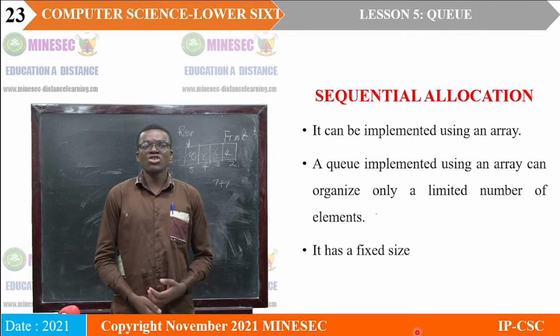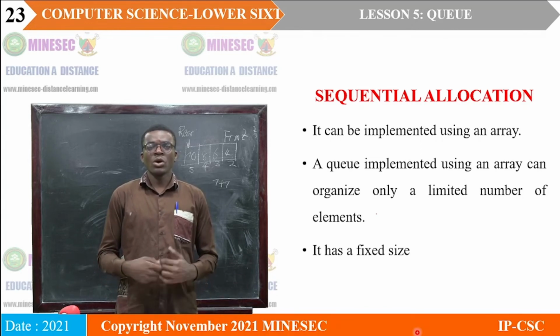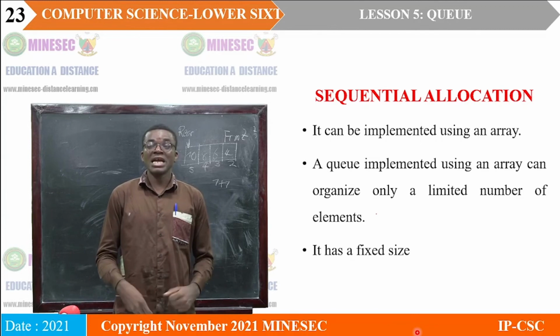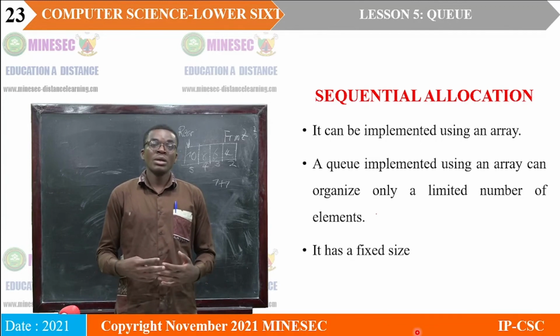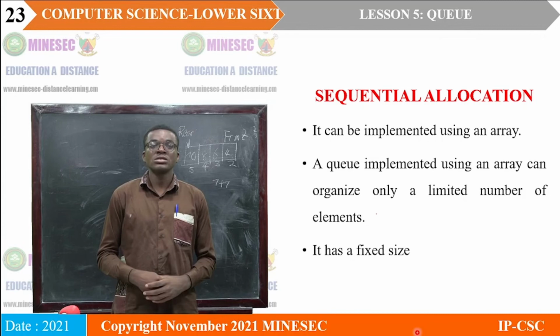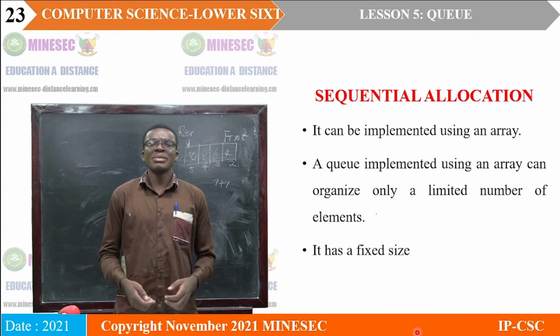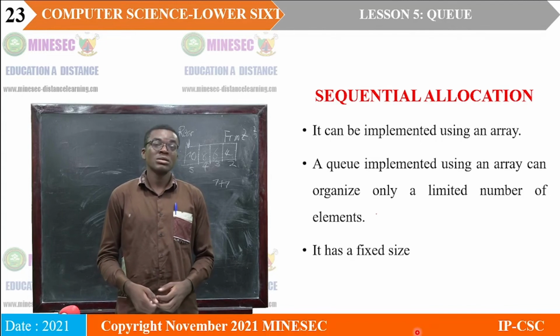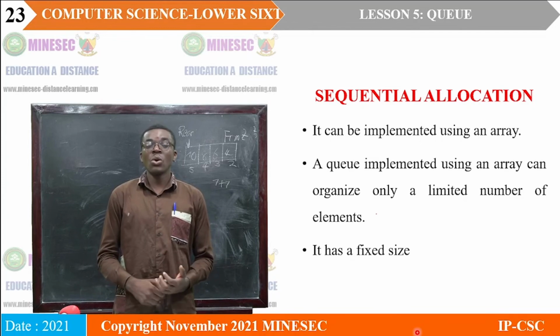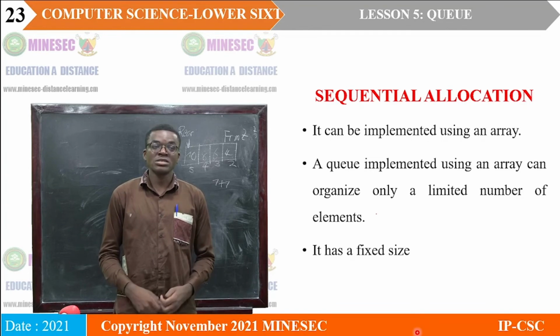With sequential allocation, the size of the queue is fixed. Because it is an array, we have to define the size of that array, which henceforth means that the size of our queue is static and fixed. A queue implemented using an array can organize only a limited number of elements. It has a fixed size.